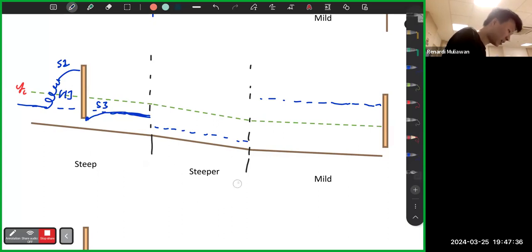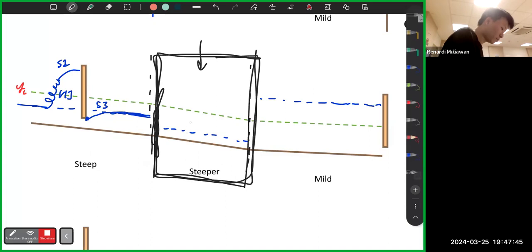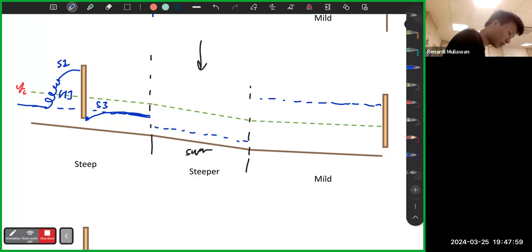However, for the next section, now imagine you draw a box here. For a steeper slope, the flow is supercritical, right? Supercritical is an upstream control. It only cares about what happens upstream. Is there something? There is, right? So there is a curve. From here, the curve is S2. Then go like this.